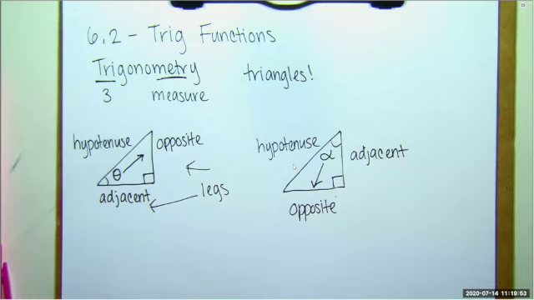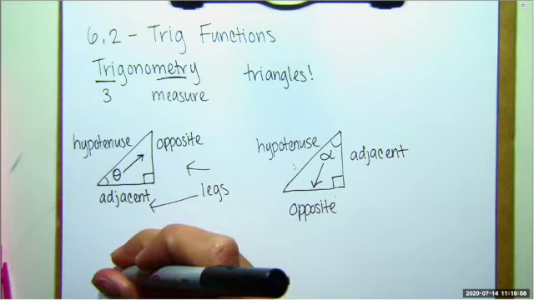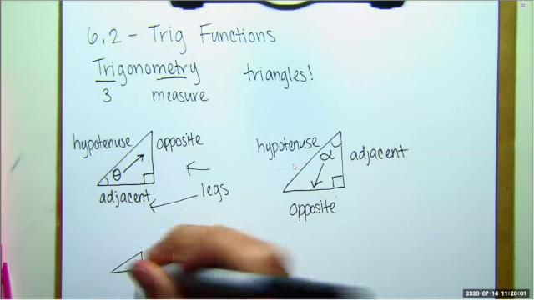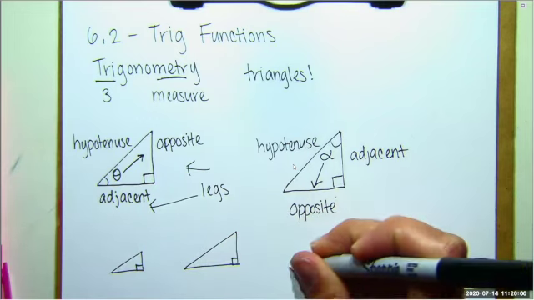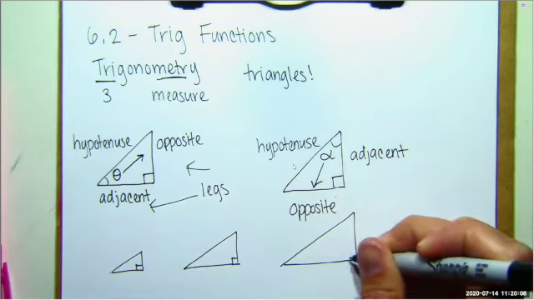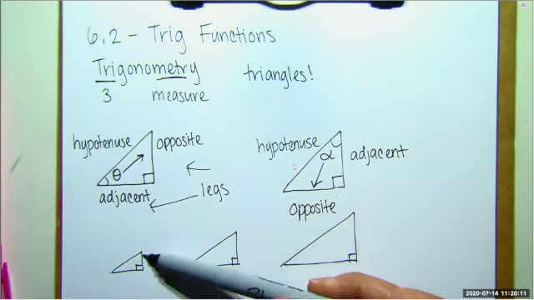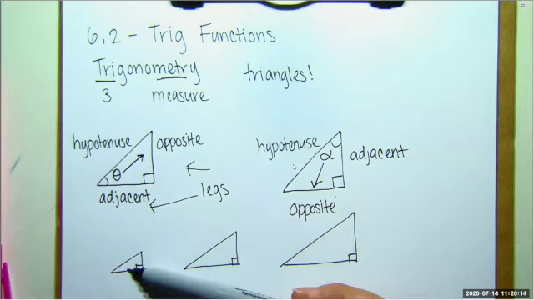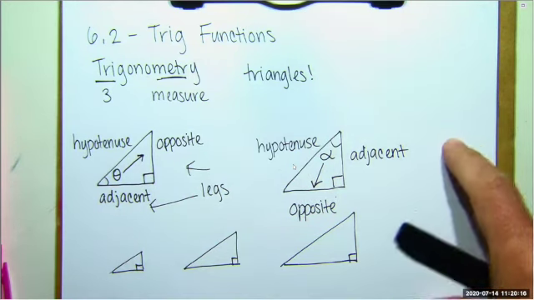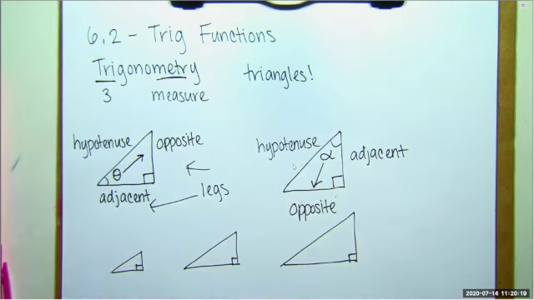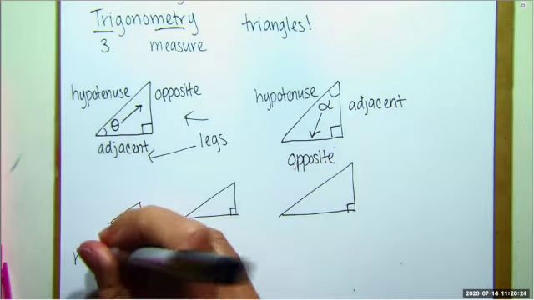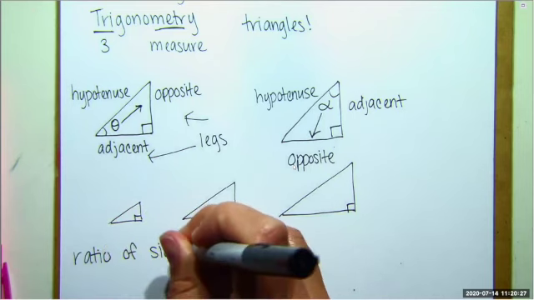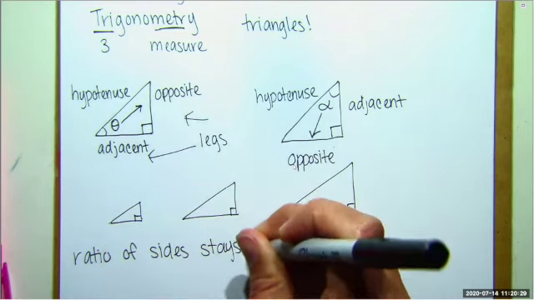It turns out that triangles have this really interesting property. If we look at a teeny tiny triangle, or a medium triangle, or a large triangle, if the angle measurements are the same, we can blow this triangle up as big or as small as we want. And what happens is the ratio of sides stays constant.